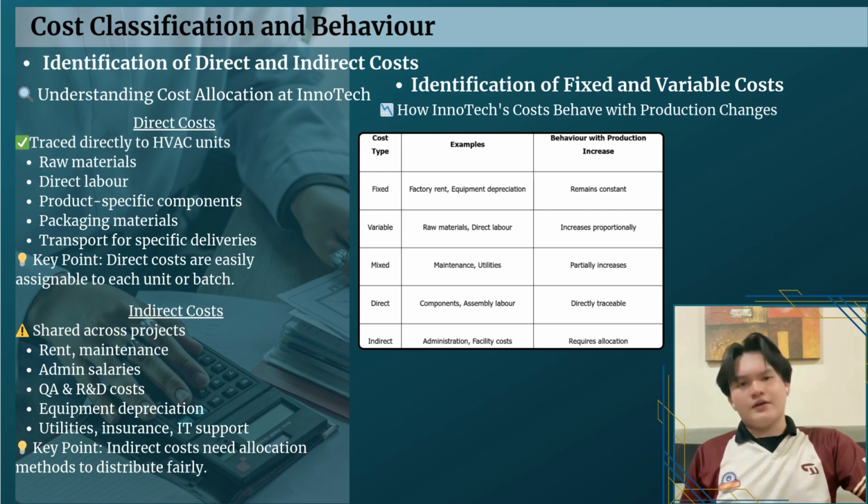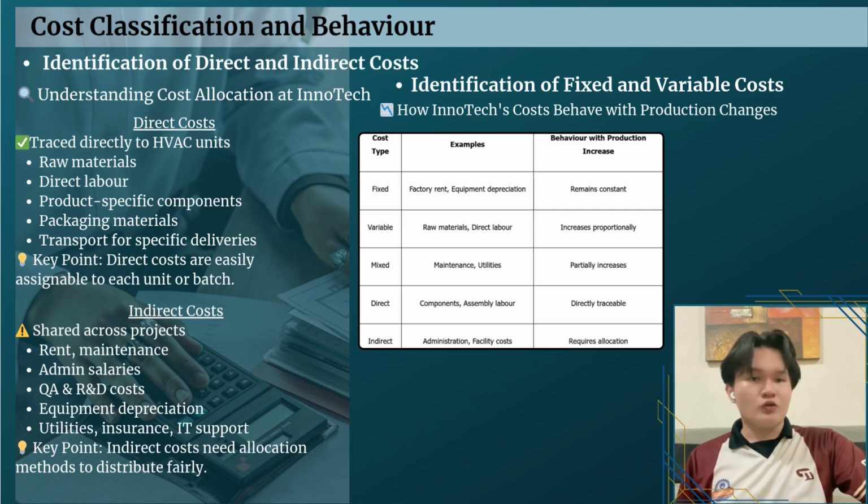On the other hand, indirect costs are shared across the organization and not easily assigned to a single product. This includes costs like factory rent, administrative staff salaries, quality assurance, utilities, insurance, IT support, and R&D expenses. Understanding these distinctions is crucial for InnoTech, especially when allocating costs properly. While direct costs can go straight to the job, indirect costs need to be distributed fairly using costing techniques like activity-based costing, which we'll discuss later. Ultimately, having a clear separation between direct and indirect costs helps the company make smarter, data-driven decisions, especially when it comes to setting prices and managing overhead.